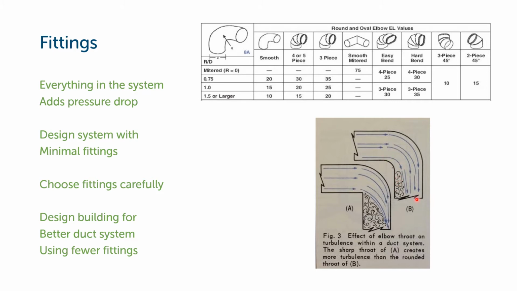If we look at the chart up here, we can see the radius with respect to diameter. So let's look at, for example, this 4 or 5 piece elbow. At 0.75, the radius at 0.75 the diameter, this piece here is going to give us 30 feet of equivalent length. And if we upsize this radius just to 1.0 times the diameter, it's already dropped to 20, and 1.5D is down to 15 feet of equivalent length.